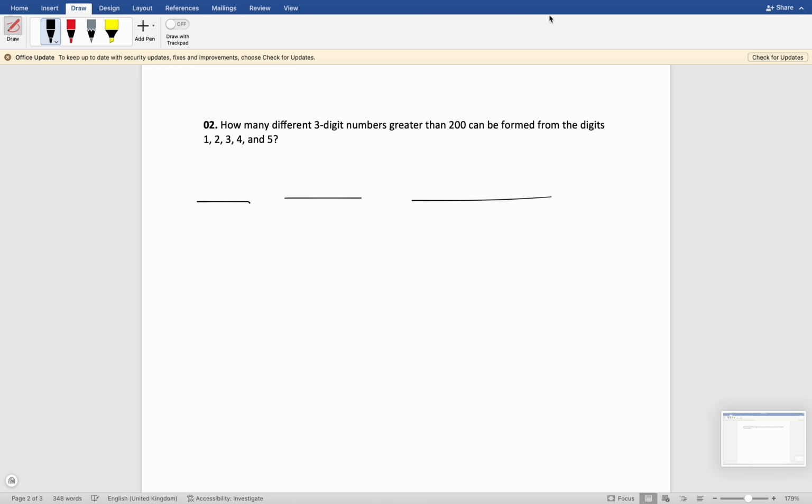First things first, draw out your three empty slots on your paper. Hundreds, tens, and ones. Y'all gotta be patient, I'm not used to writing on a MacBook.